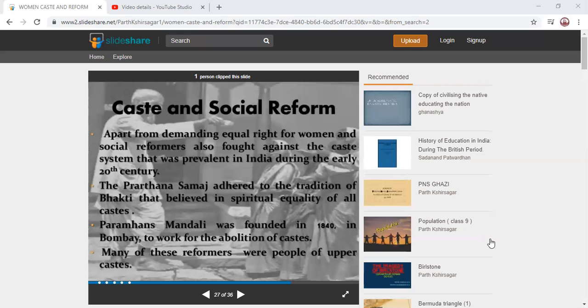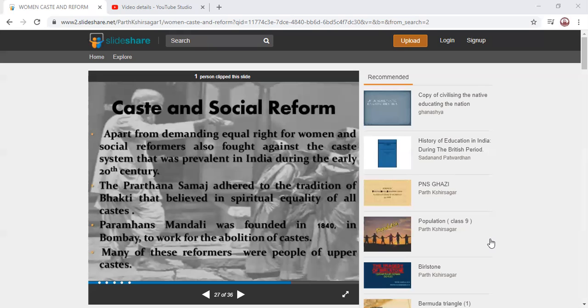Over the 19th and 20th century, the caste system underwent many changes as a result of several measures and reforms. There were also social reform movements in many parts of India. Changes in the caste system.